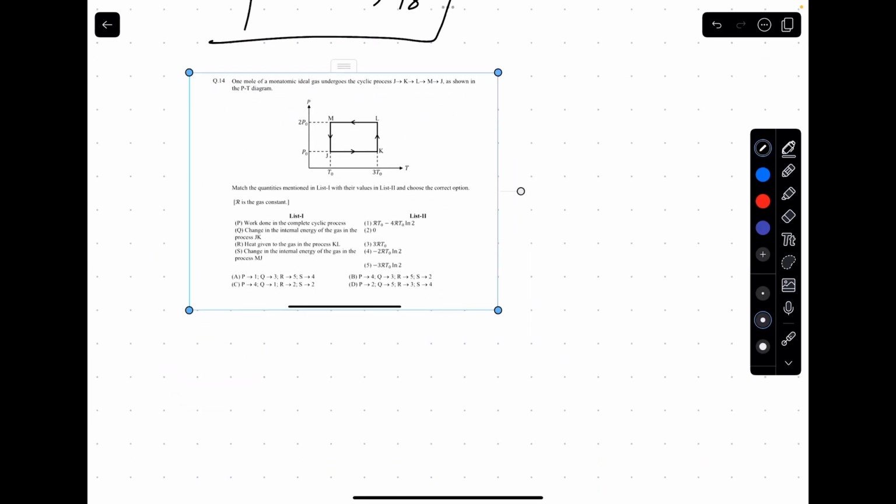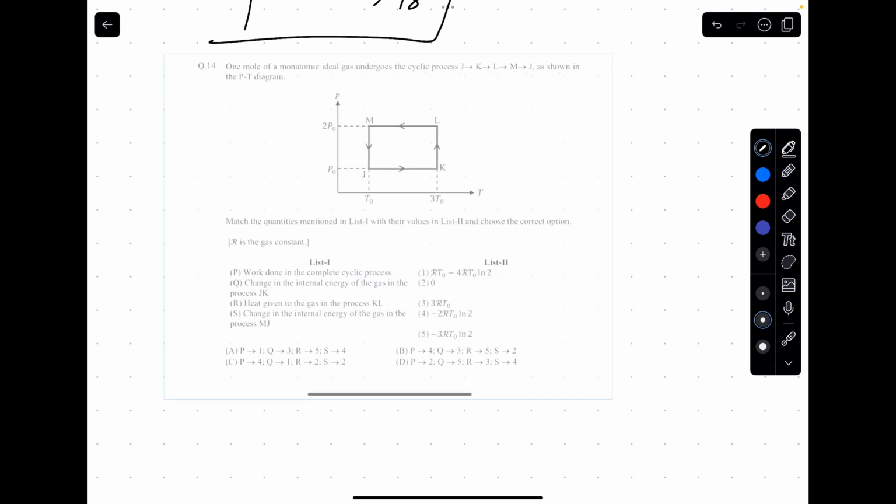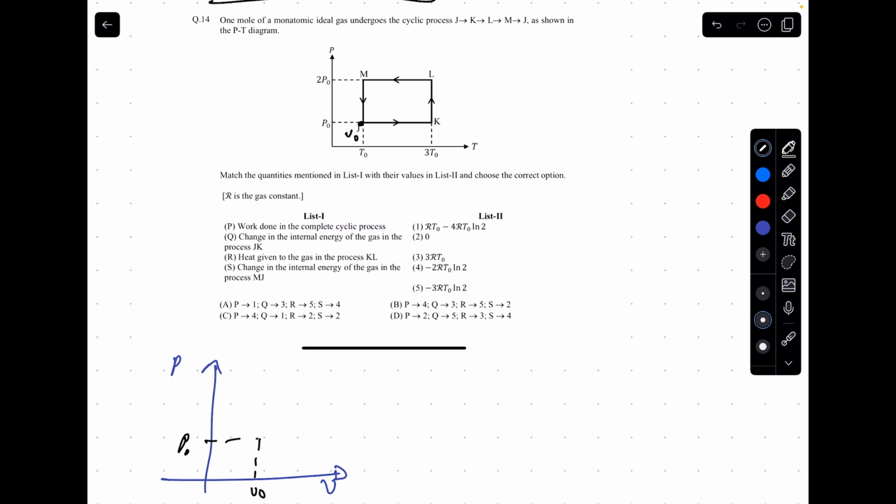Now here this is a PT cycle. I won't use the PT cycle directly. I will first write down the PT, and from this PT cycle I will write down the PV cycle. So look, for the PV cycle I have this point. Let's consider the volume as V naught. So then there is a point P naught, V naught. From this point to another point, this is our J point, I am moving to the K point.